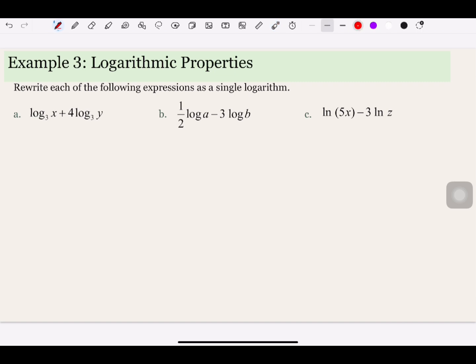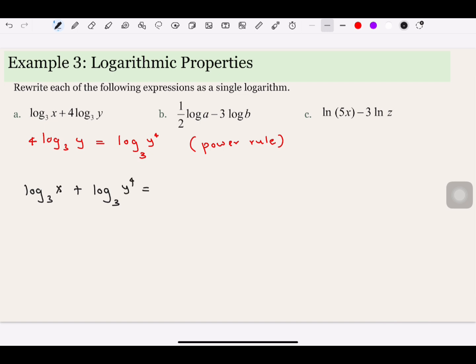So you can write 4 log base 3 of y as log of y to the power 4 with base 3. Here I have moved this 4 inside the log using the power rule. Now let's get back to our problem. The problem says we have to evaluate log base 3 of x plus log base 3 of y to the power 4.